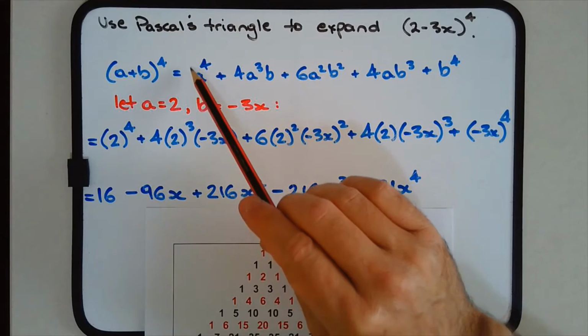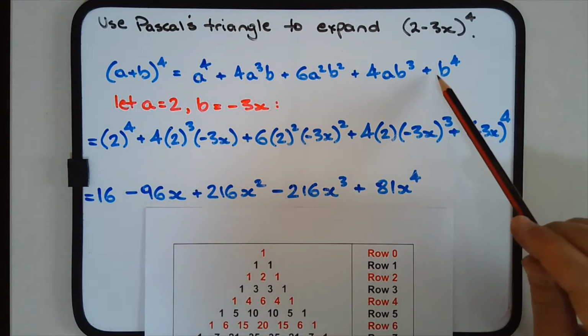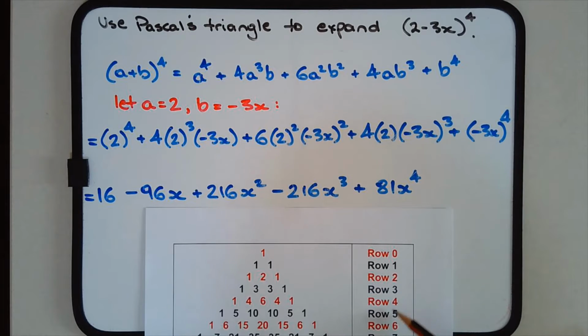And the coefficients, we've got one lot of a to the power of 4, and we've got a 4, 6, 4, and 1 lot of b to the power of 4, and they come directly from row 4 from Pascal's triangle, so 1, 4, 6, 4, 1.